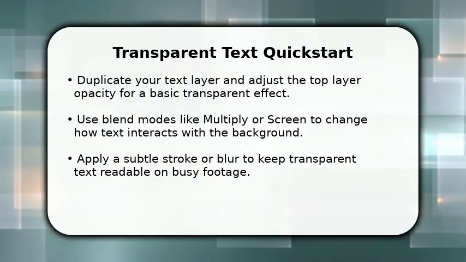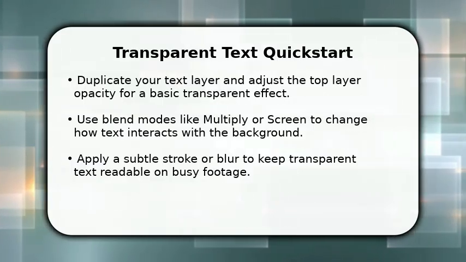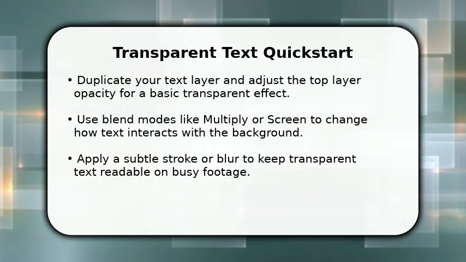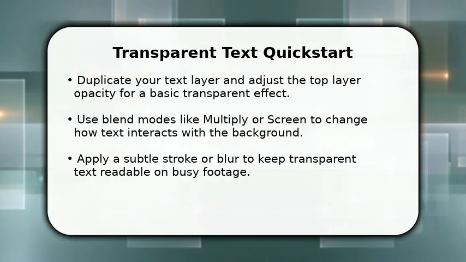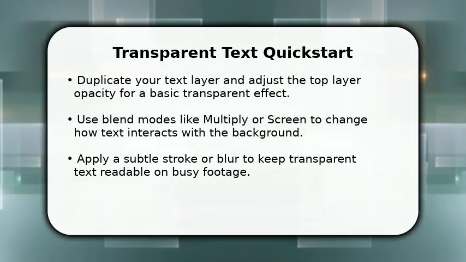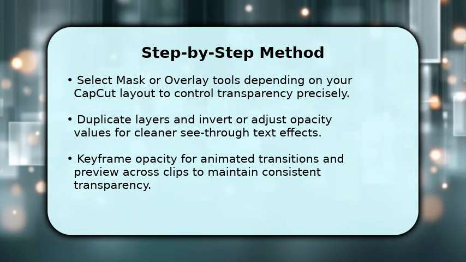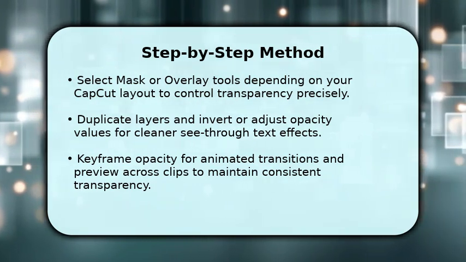Export a PNG if you need a mask, or use the keyframe opacity to animate transparency. Preview on different backgrounds to ensure readability and tweak color and stroke settings quickly. Select the text and choose mask or overlay tools depending on your CapCut layout.